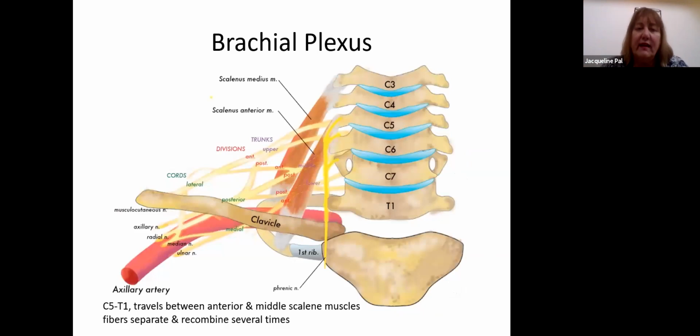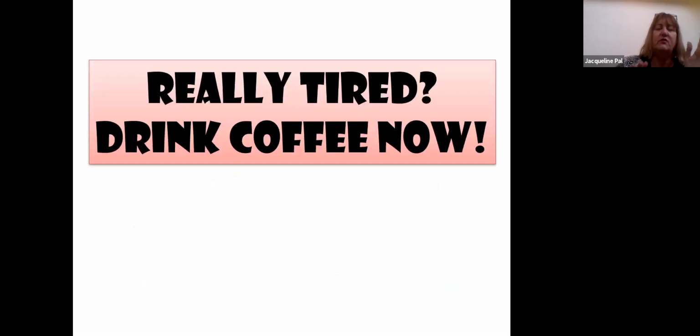The brachial plexus starts in the mid-cervical area, C5, and it goes 5, 6, 7, and 8, and then it includes the first thoracic spinal nerve as well. It's going to travel between some landmark muscles you learn about in lab that have to do with breathing. And from there, it's going to form nerves which go into your upper extremity. And these fibers are going to separate and recombine several times.